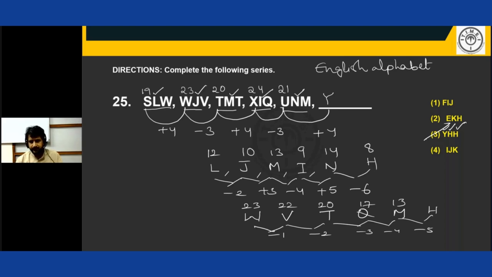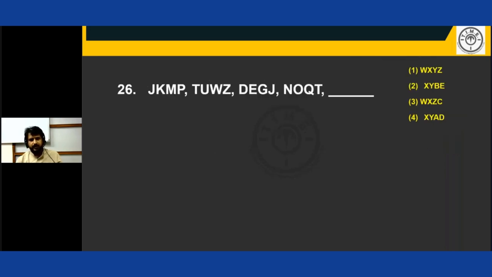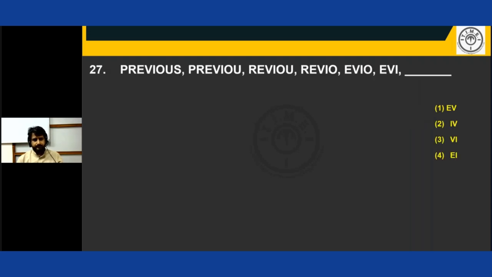Okay? Right. Now move to the next question. It is similar to that. You try it later. We don't have much time to discuss. I'll give you the key for question number 26. It is choice 4, XYAD. Okay? Now let's move to the 27. It is a different question.